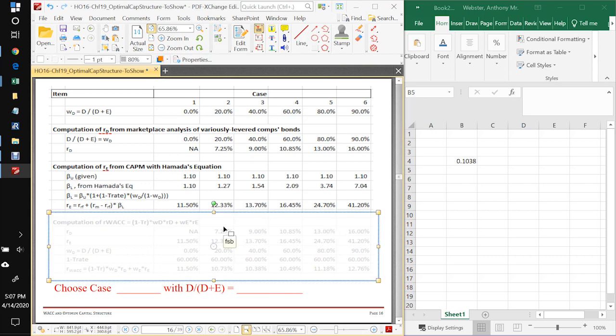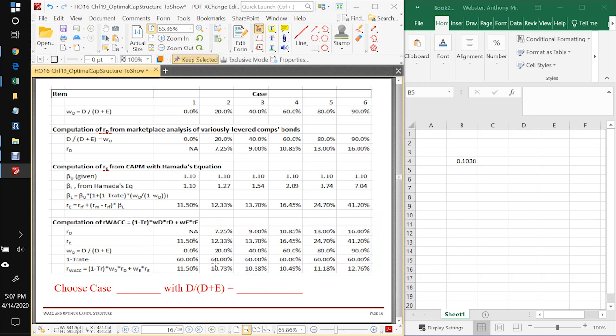Okay, so now I think we have every piece we need to compute our weighted average cost of capital for each of these cases, 1 through 6. And that's exactly what I've done down here. Okay, so here's my WD, 20%, 40%, 60%, etc. And 1 minus the tax rate is 40%, that's always 60%. And then I go through and I just plug everything into our weighted average cost of capital equation here, and I find our weighted average cost of capital, if there is no debt at all, it's equal to our equity cost of capital. That makes sense because we have no debt, okay?